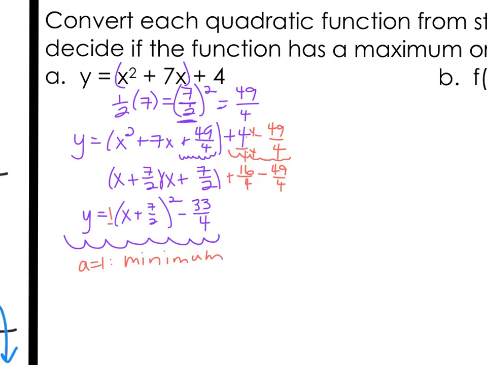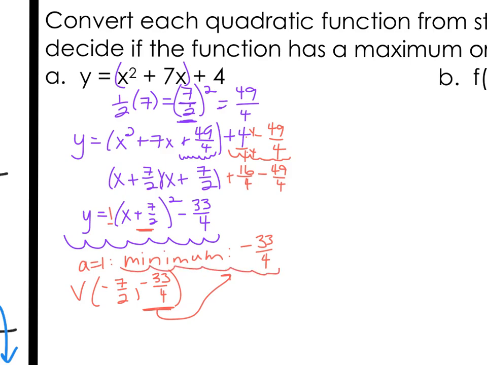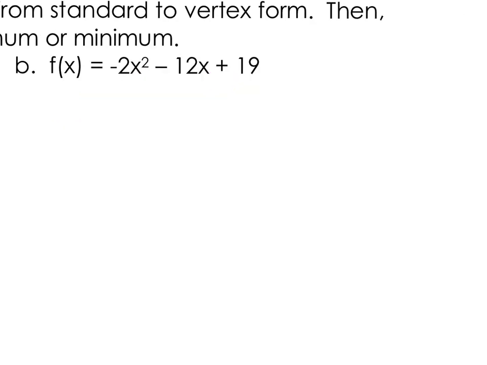And in vertex form, the vertex itself would be at negative 7 halves, comma, negative 33 fourths. But the minimum, we just use the y-coordinate. So the minimum is at negative 33 fourths on the y-axis. We've got our vertex form answer and our minimum value answer.